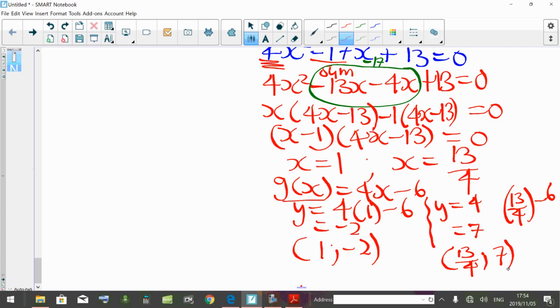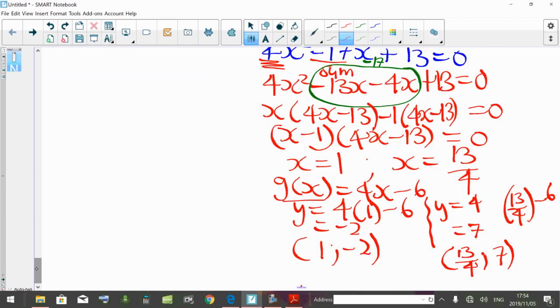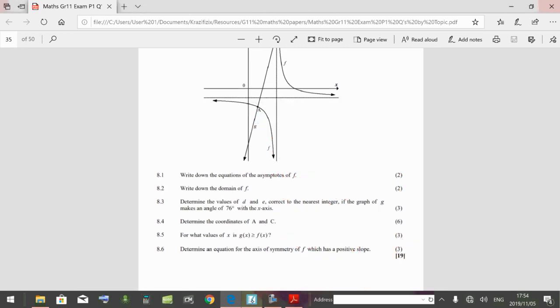But we need to make a choice here. We need to decide which one is A, which one is C. Going back to our graph, as you can see from the position, A will obviously be the smaller x value, and C will be the bigger or larger x value. So for our x values, we have 1, we have 13 over 4. 1 is smaller, which makes this A, and that's C, we are done. Right, moving on to the next question. For what values of x is g of x greater than or equal to f? Beautiful question.